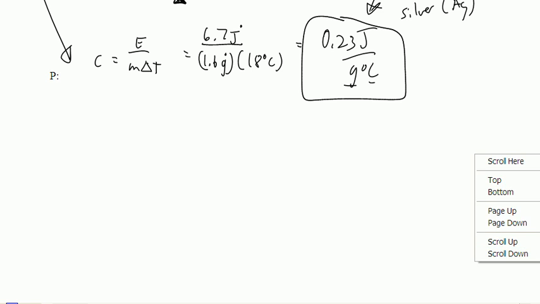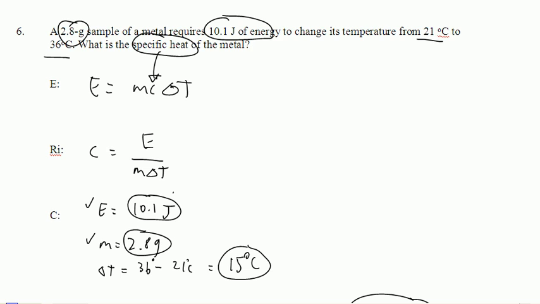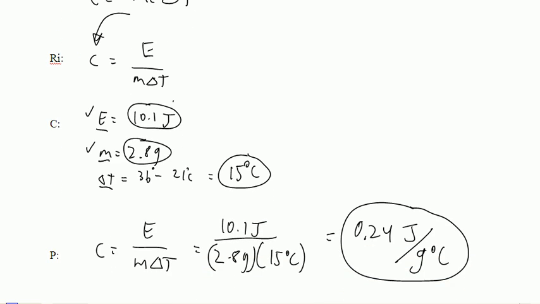To review the one we just did. Again, our major equation was E equals mc delta T. We rearranged the equation for C. We listed out our variables, and we did not need to convert or crisscross. The reason we did not have to crisscross was it was already in joules. It was already in grams. Delta T is never crisscrossed. We plugged in and we got our answer.